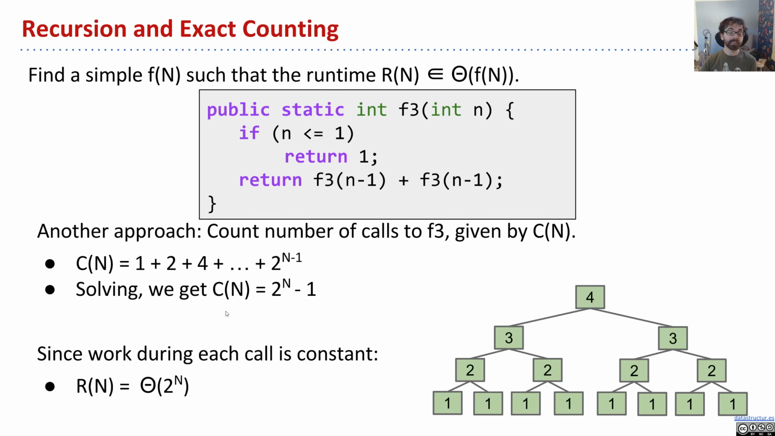And as a result, since the number of calls of f3 is 2 to the n minus 1, and the amount of work during each call is constant, then the overall runtime of the function is going to be big theta 2 to the n. So that's the algebraic way of putting it.